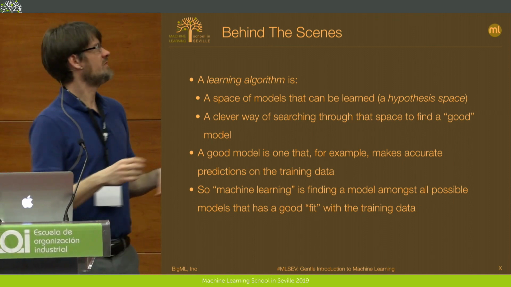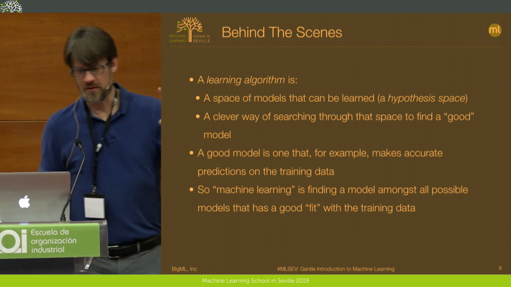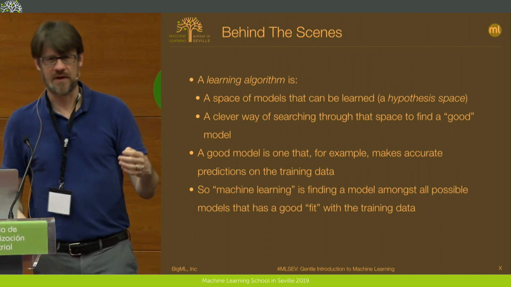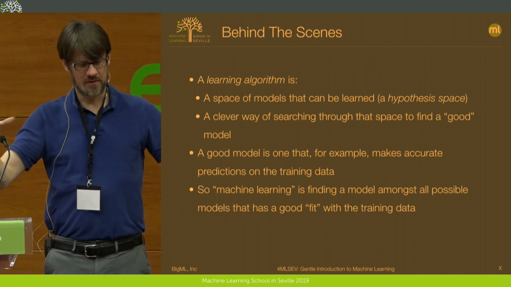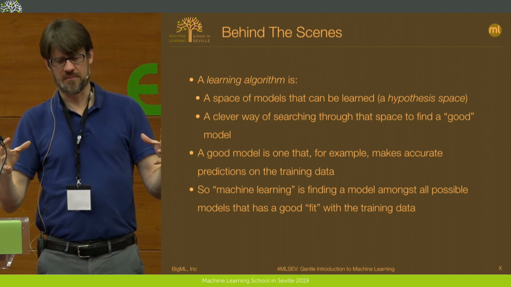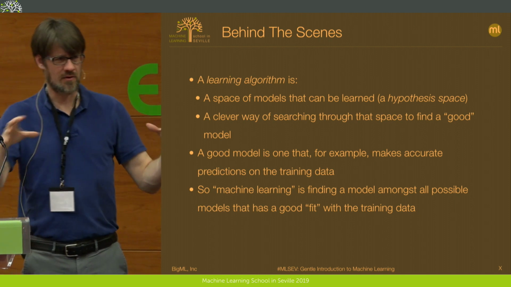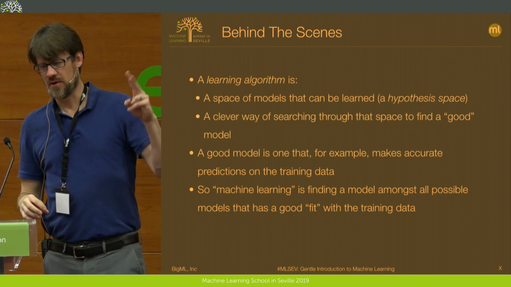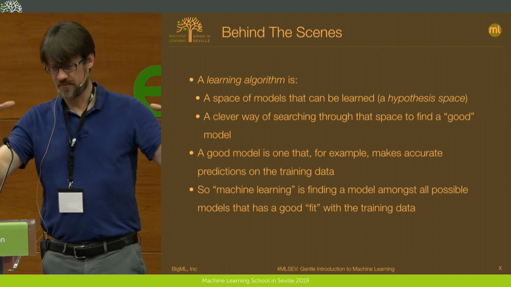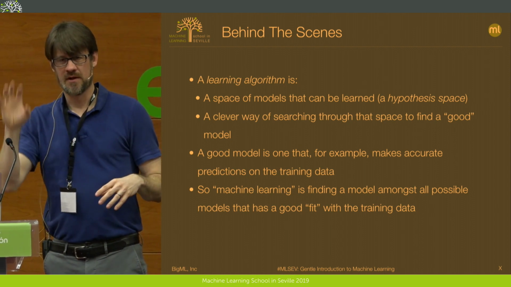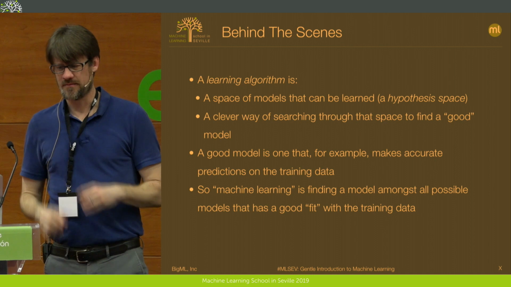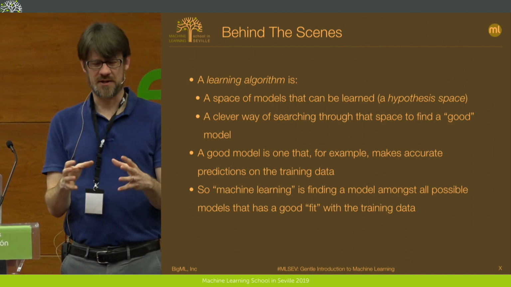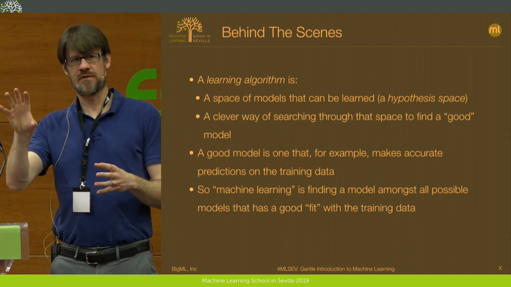So what's a learning algorithm? A machine learning algorithm is basically two things. First, it's a space of possible models that you could use to solve this problem. And then also a clever way of finding the right model that fits your data. You need both of those things: a space of models, and a clever way of searching through it to find one that fits your data. And when I say fits your data, I mean a model that makes predictions on the training data that are consistent with the answers that you know.